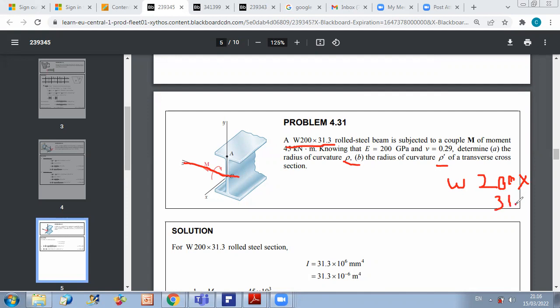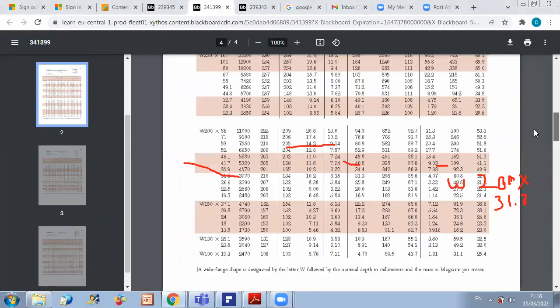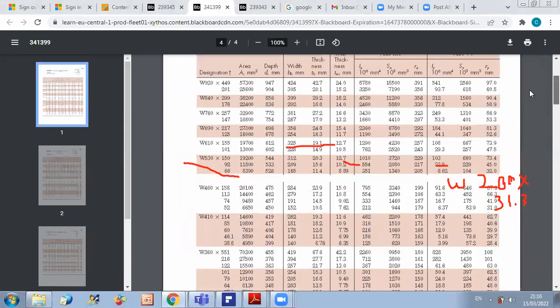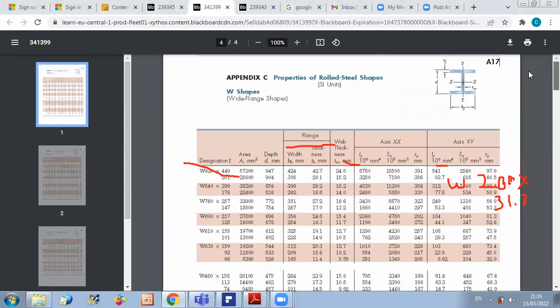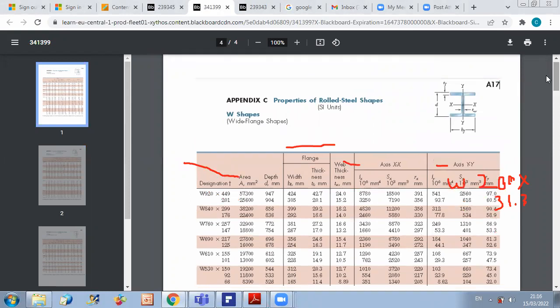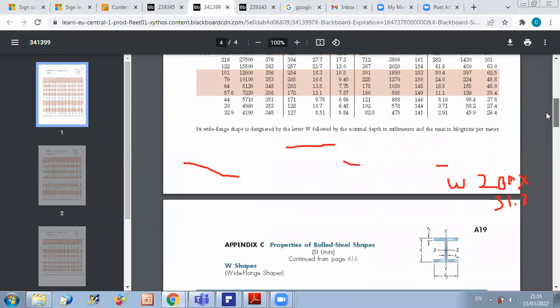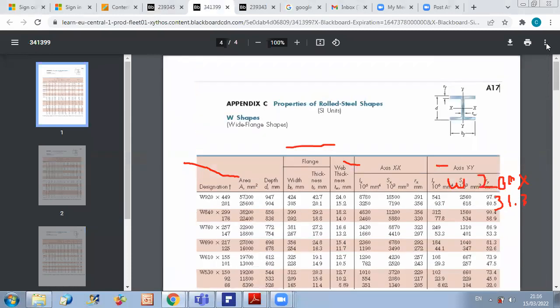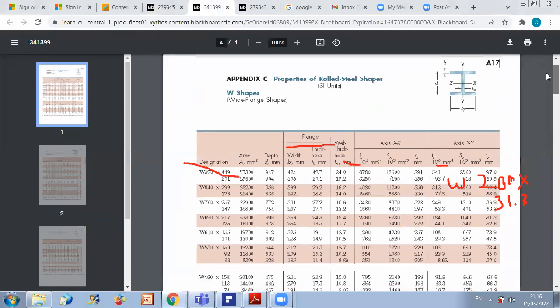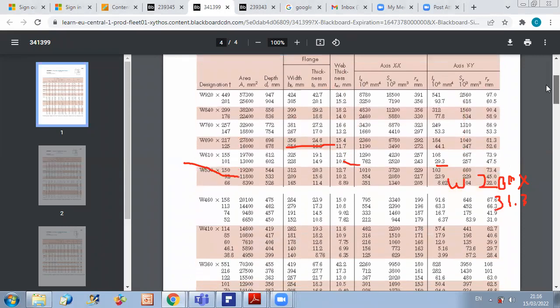So first we will search, of course, in W shapes, which constitute the first tables. So let's go back to the first table. Okay, so we have W200. So the nominal depth is 200. So let us search for it. As you can see here, as you move down, you have W 900, 840, as we go down.